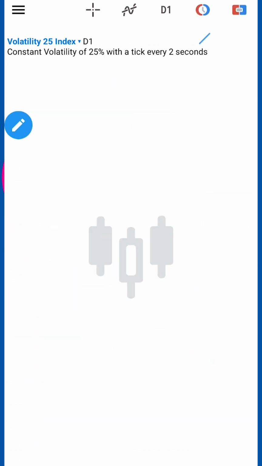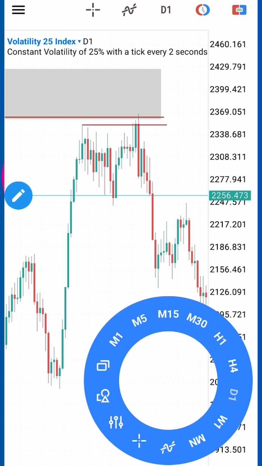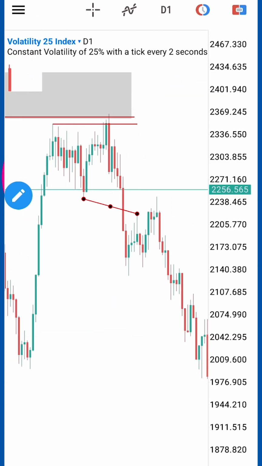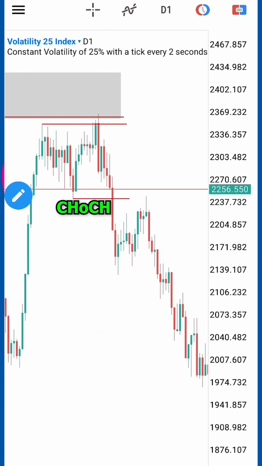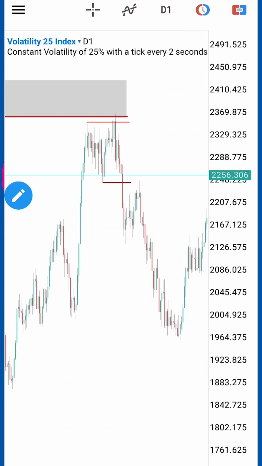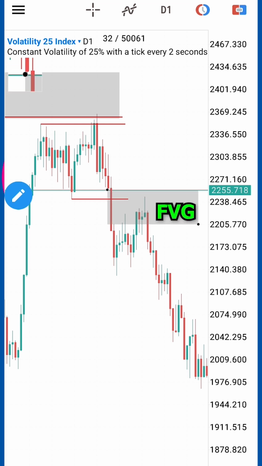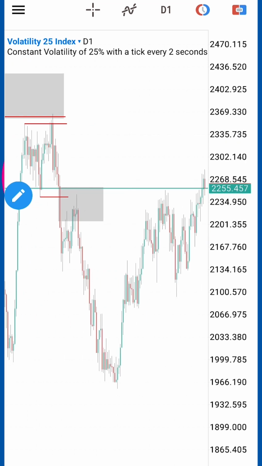Before it tapped the daily order block, it did a stop hunt. It grabbed liquidity above that high and then it did a change of character below that low, and gave us a BOS below that low. So right at that zone, it's sort of sensitive. Price went back inside, tried to fill the fair value gap, and then it continued moving down.